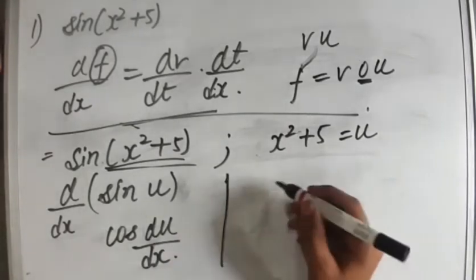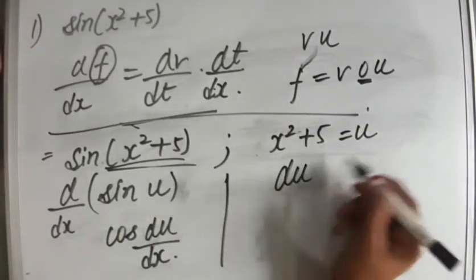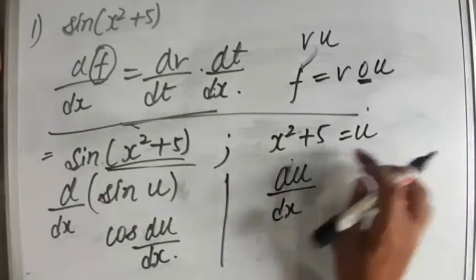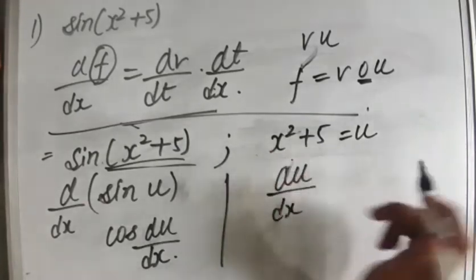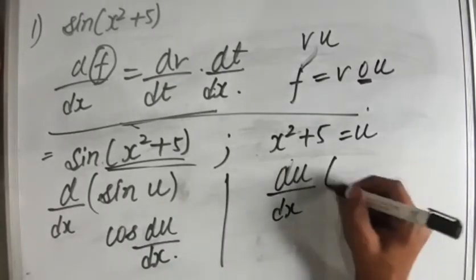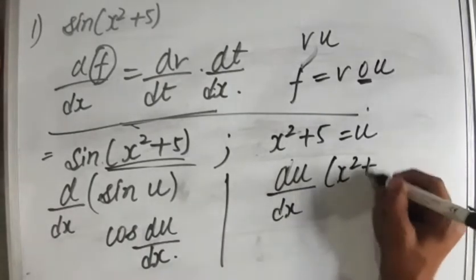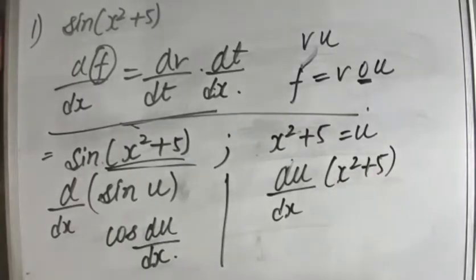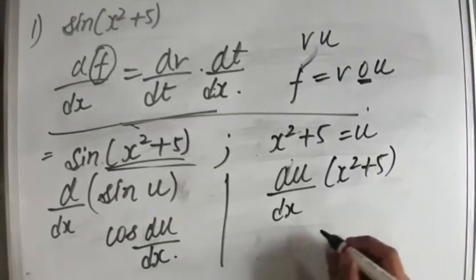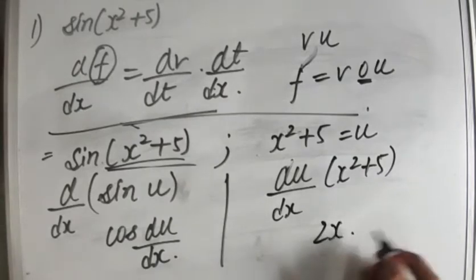And what we have considered u as, see here, u equals x square plus 5, which I have written here, and we need to differentiate with respect to x. So now differentiate x square plus 5 with respect to x. What we will get after differentiating is 2x.